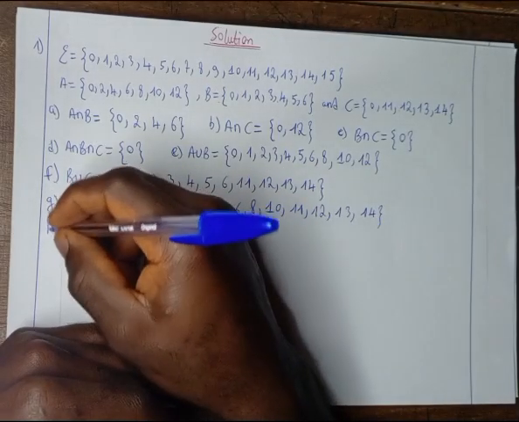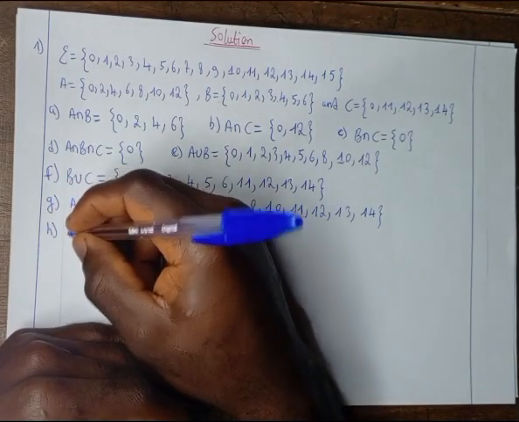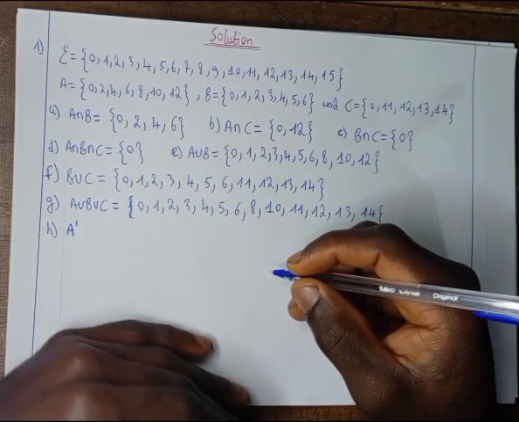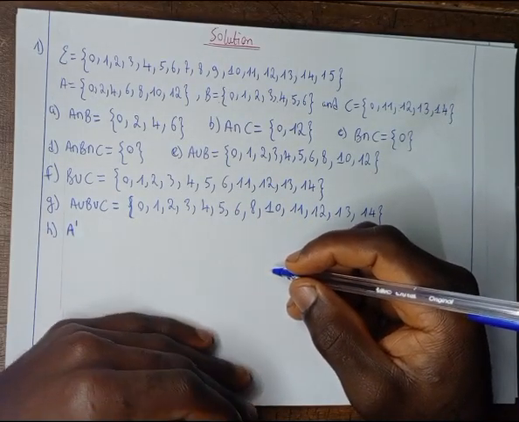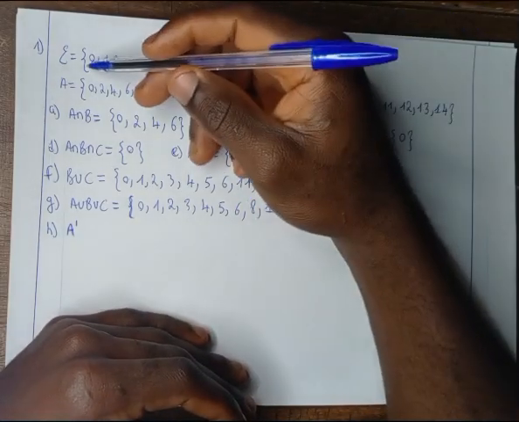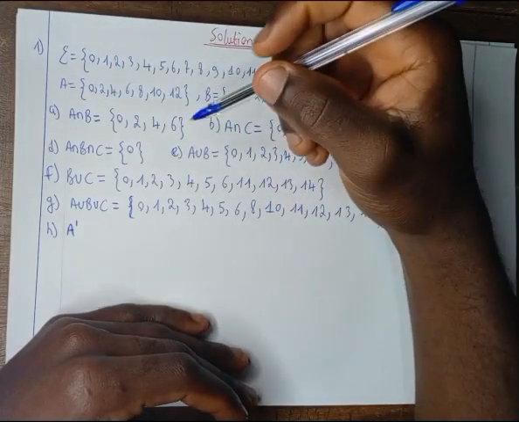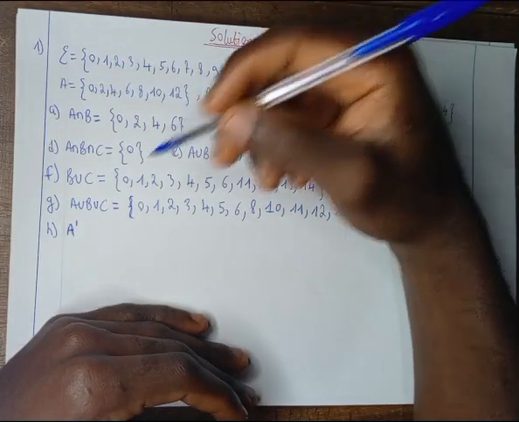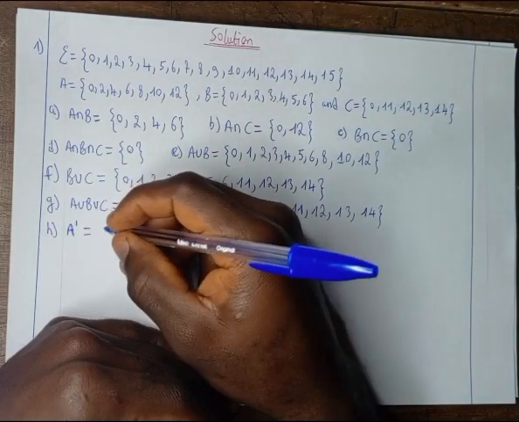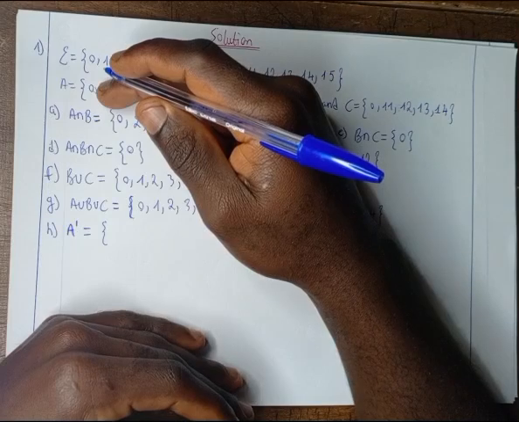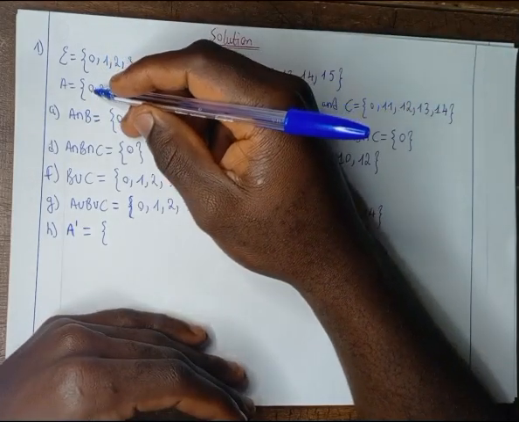We go now to H. We have to write out the elements of the set A complement. The elements of the set A complement are simply those elements of the universal set which are not elements of the set A. So we are simply going to write down those elements which are elements of the universal set but are not found in the set A. We have 0 in the set A.